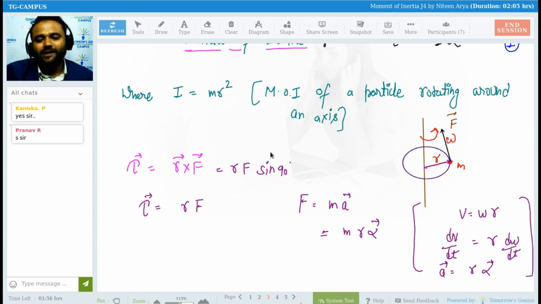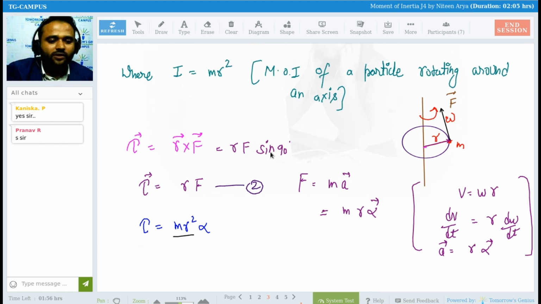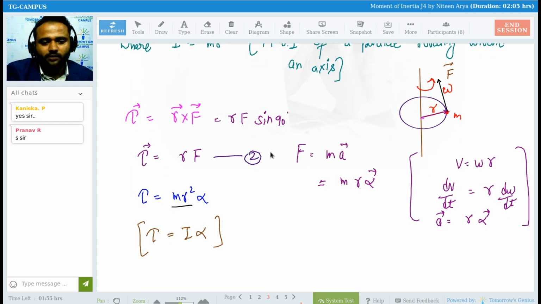From there we get this relation. The moment I put r alpha instead of a in equation 2, simply I get torque tau equals m r square alpha, and then I can change this m r square into I. So basically in rotation, we prove this thing again, where I equals m r square.